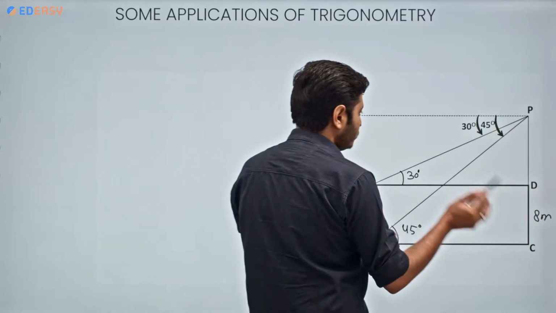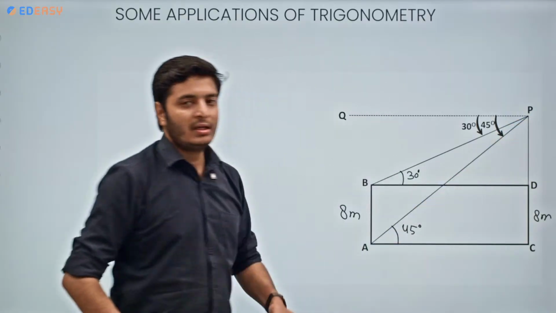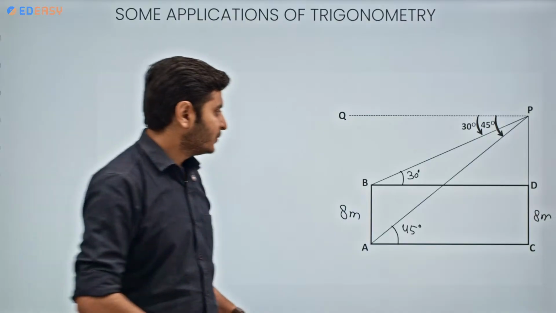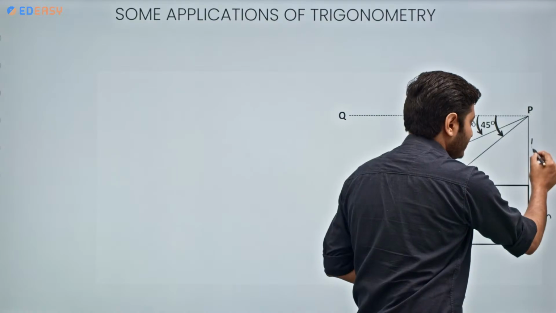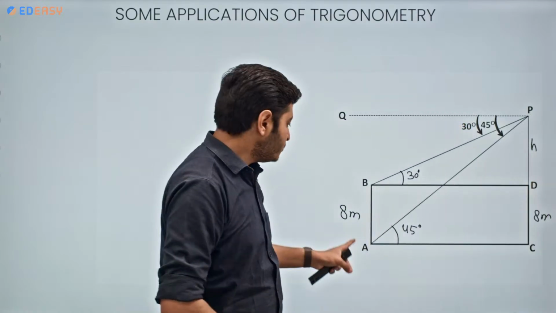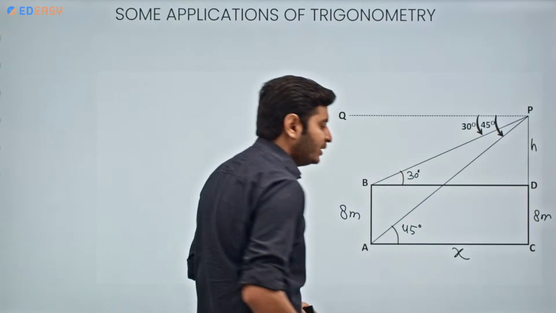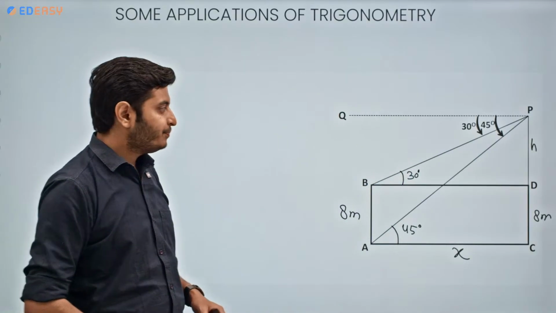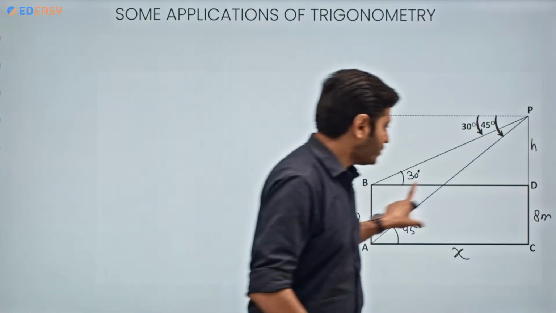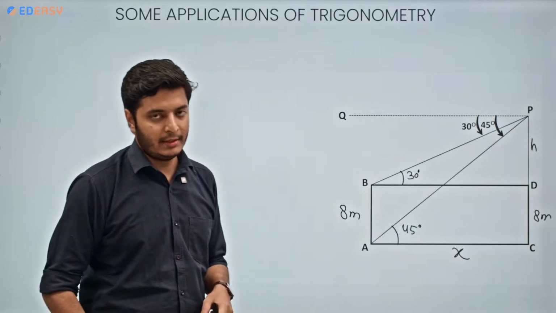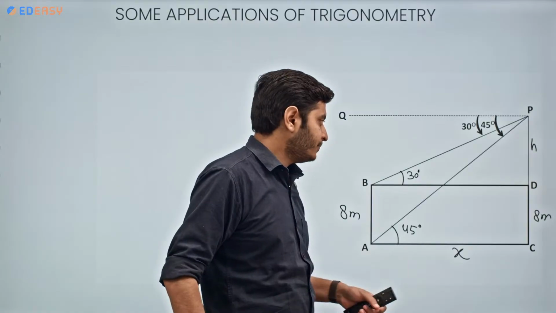Now observe the two triangles, PBD and PAC. In these two triangles, what do we know? We don't know the height, the length of this PD, so we will assume it to be H. We also don't know the length of AC, or the distance between the two buildings, so we will consider it to be X. But we know the value of this 8 meters, and because of this we know the value of DC also, 8 meters. Now, how to find the height and the distance.